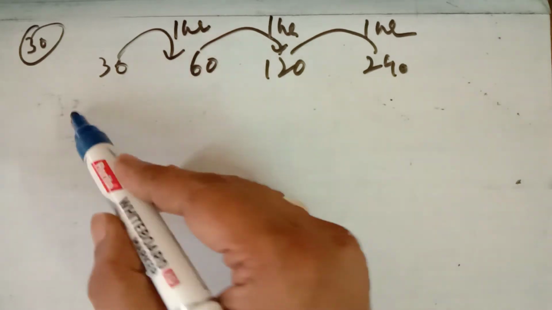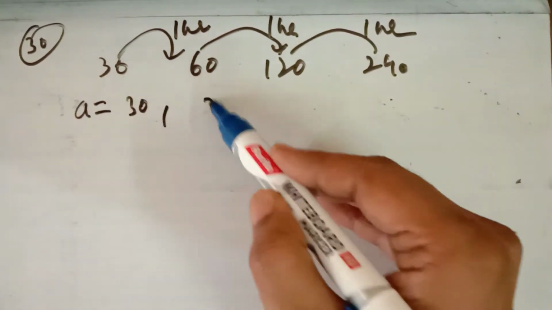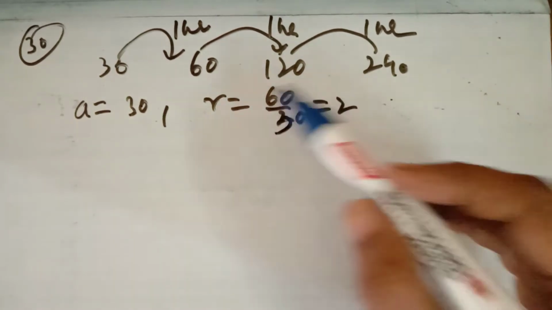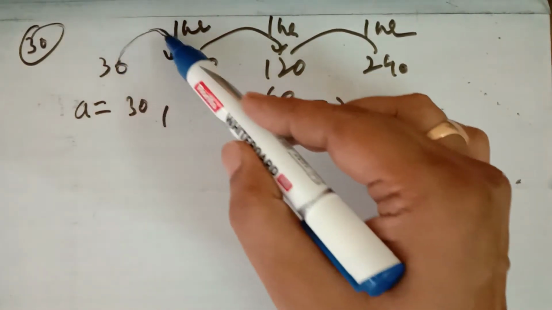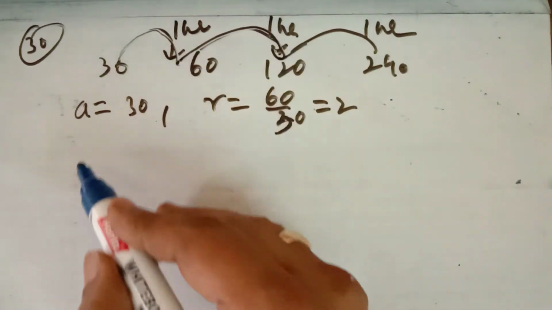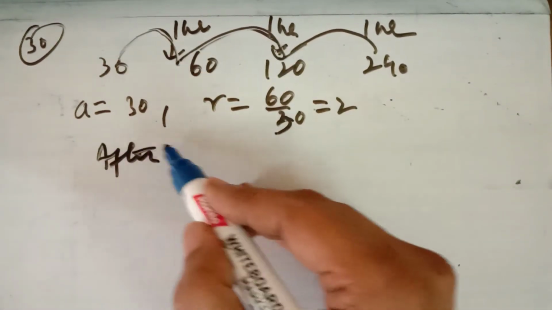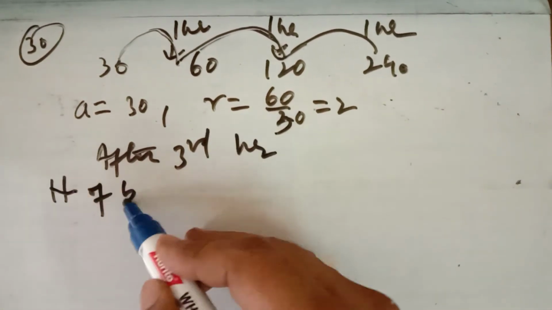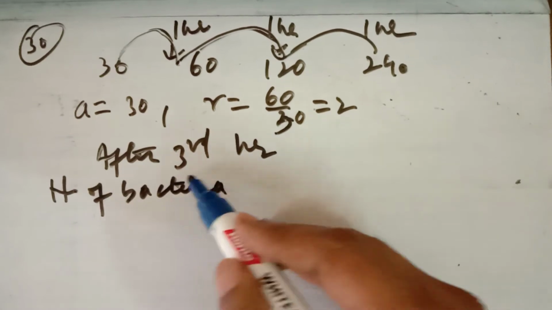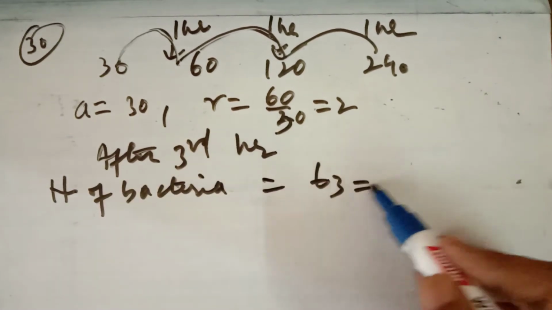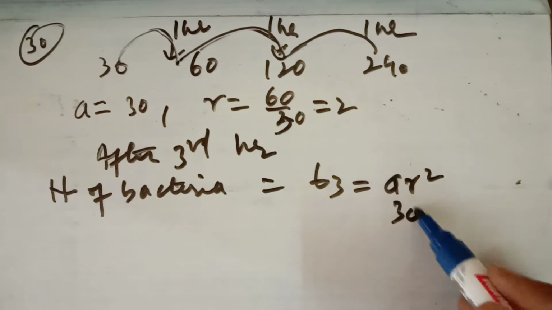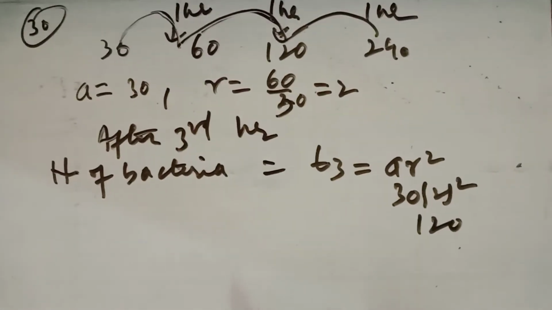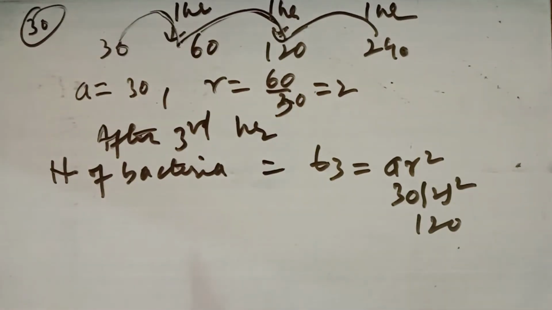So see it very carefully. The first term is 30, and if you find the common ratio, it is equal to how much? 2. And after the end of the second hour, it will be the third term. See it very carefully. After the second hour, the number of bacteria is equal to the third term, that is ar². a is 30 and the square of 2, that is 120. Okay, this is the main thing here: after the end of the second hour it is the third term.